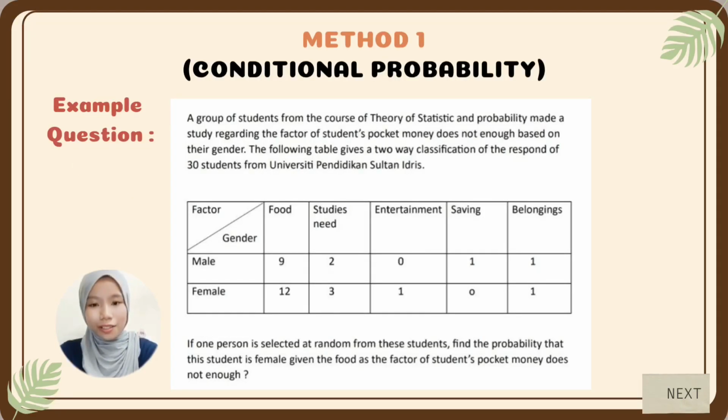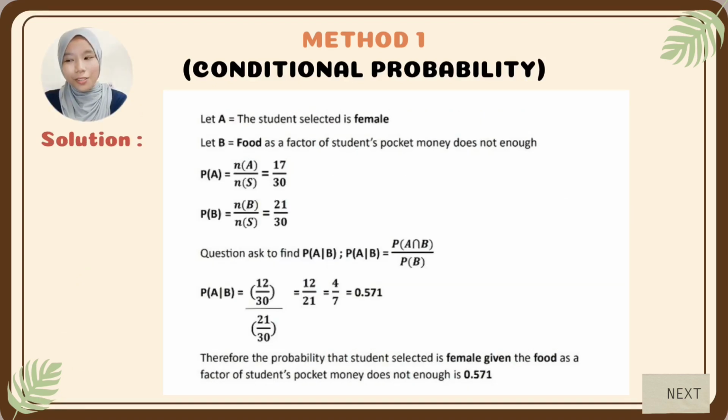In order to answer our objectives, we will use two methods. The first method is using conditional probability. Here is the example question. To answer this question, we will let A equal to the student selected is female and B equal to food as a factor of student's pocket money does not enough. First, we will find the probability of A and B by using the formula of the number of samples of A and B over the total sample.